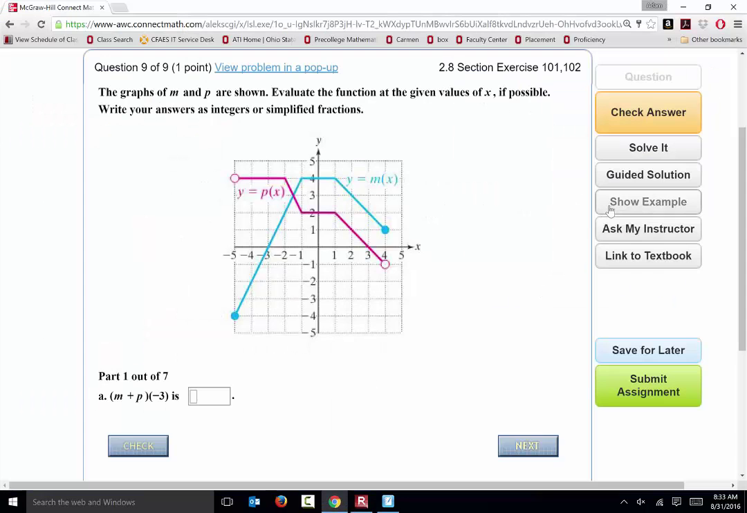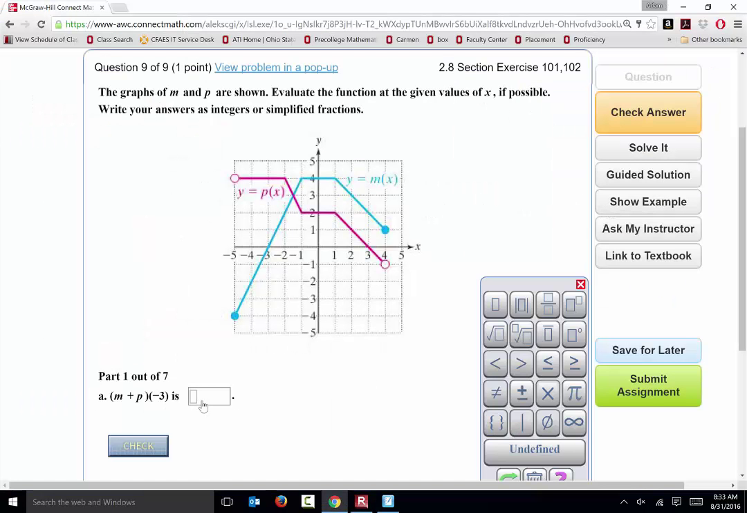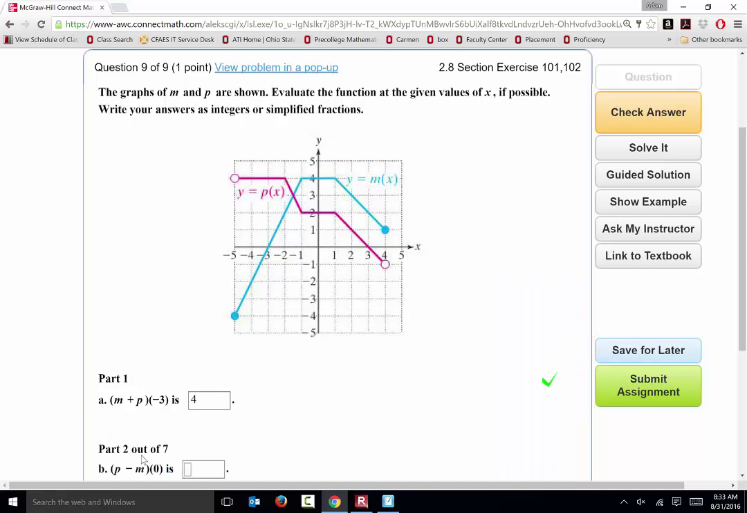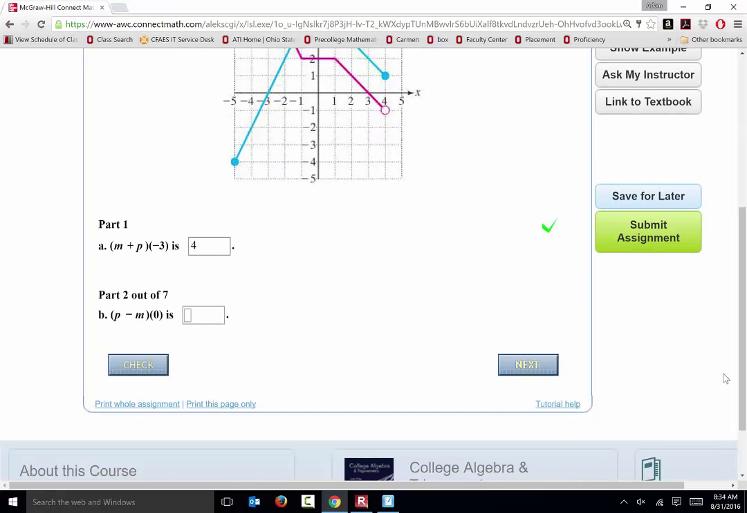Alright. Next we are subtracting: p minus m at 0. P minus m at 0.